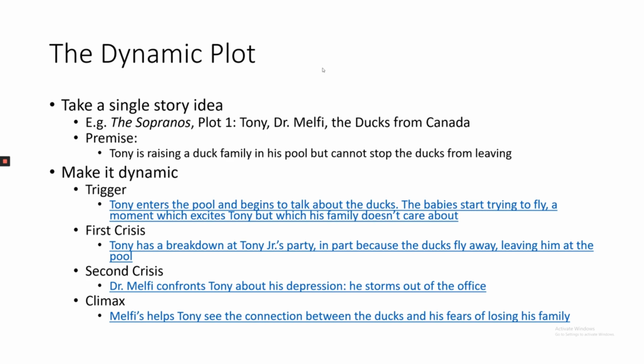This actually promotes a crisis for Tony, and it dogs him and haunts him throughout the episode, and it nags at his soul. So the trigger moment is when Tony enters the pool and begins to talk about the ducks and talk to the ducks. The ducklings start to try to fly, which excites him, but which his family doesn't seem to care about. That's actually an important moment in the story.